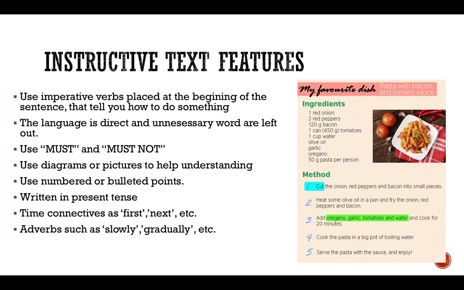We're going to check right now the instructive text features. As you know, in each kind of text we can find special features. Starting with something important, this kind of text uses imperative verbs placed at the beginning of the sentence that tell you how to do something. For example, we have right here cut, hit, add, cook, serve.